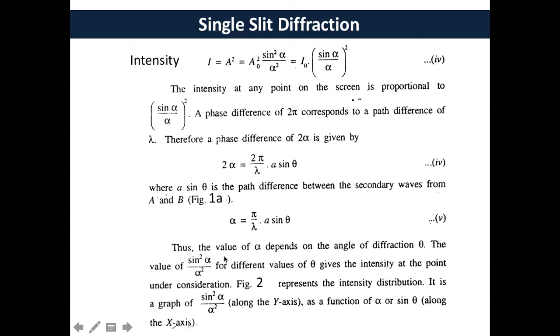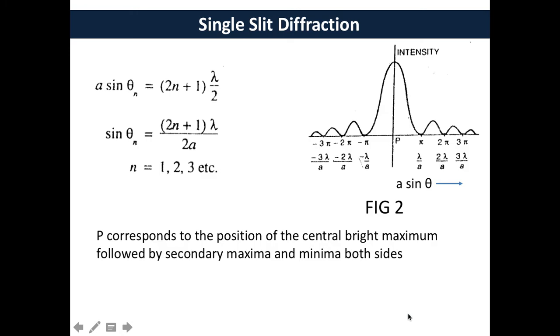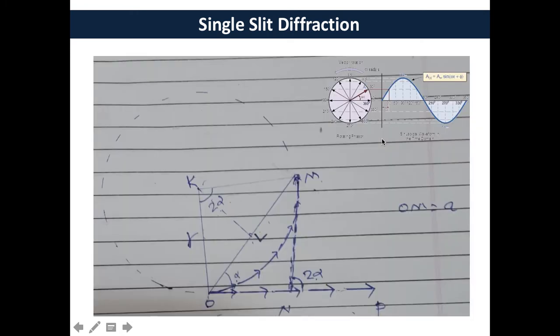The value of sine square alpha upon alpha square for different values of theta gives the intensity at the point under consideration. Figure 2 represents the intensity distribution. It is the graph of sine square alpha upon alpha square along the y-axis and the function of alpha or sine theta along the x-axis. So that graph is nothing but this graph, figure 2.